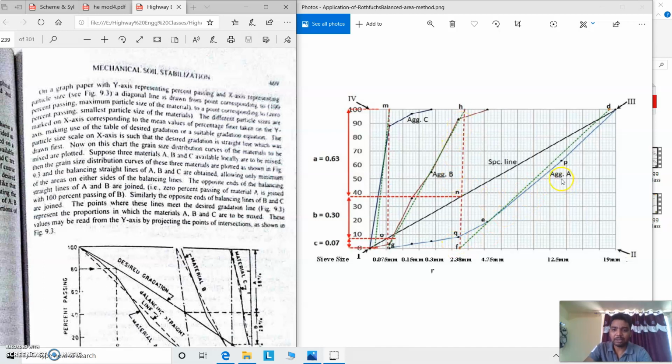Say aggregate A is drawn like this, you can see it's a dotted line. Similarly for aggregate B, you can see the dotted lines, that is considered for the balanced line. And similarly for aggregate C, the balanced line is drawn. This is the second step that may be considered in plotting the graph. And at the last stage, you can join each of the aggregate lines.